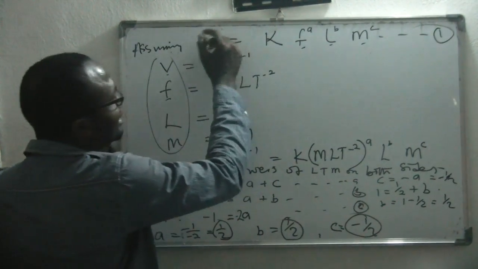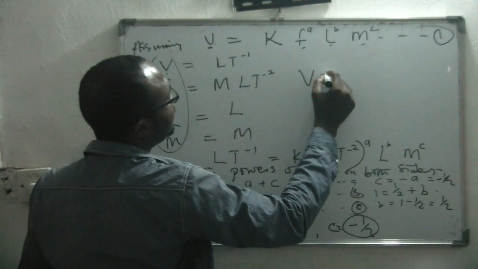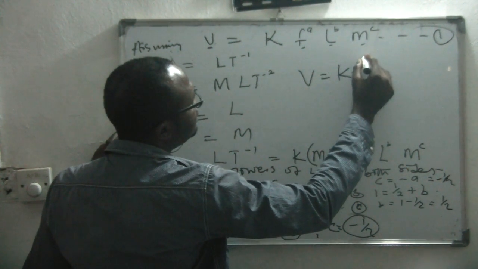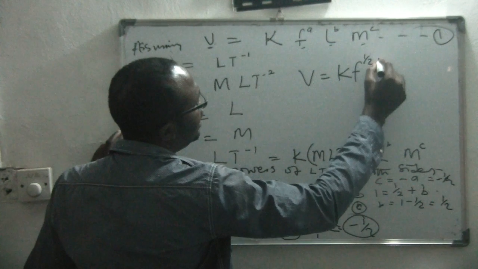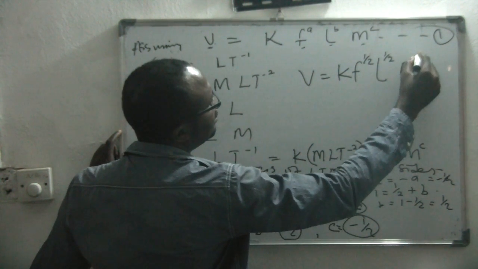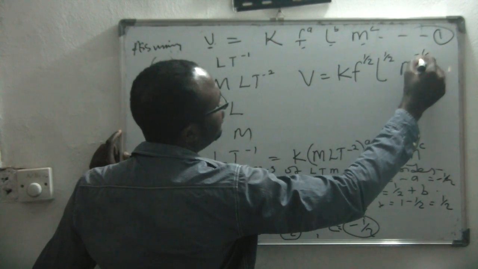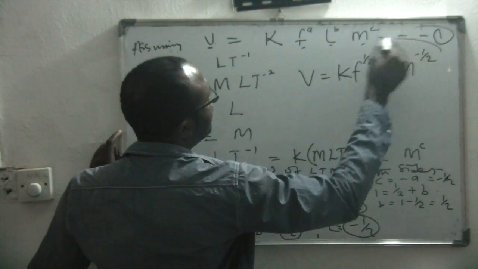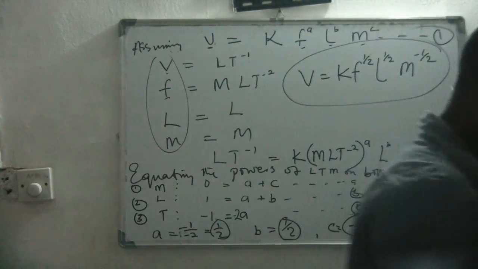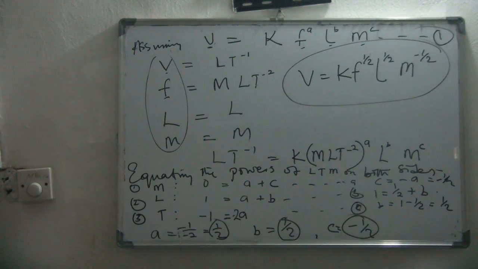So we can now say that in essence V is equal to K, F to power 1 over 2, L to power 1 over 2, M to power minus 1 over 2. So this is the actual relationship. Is that clear? Yes, sir. That is the actual relationship.